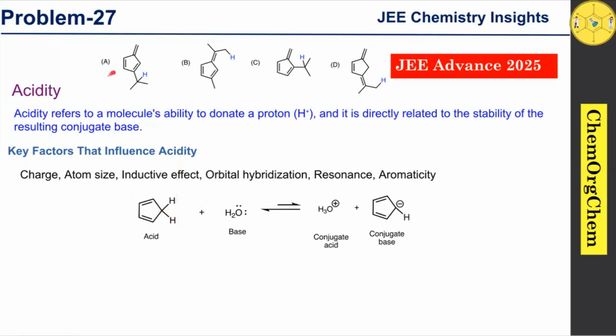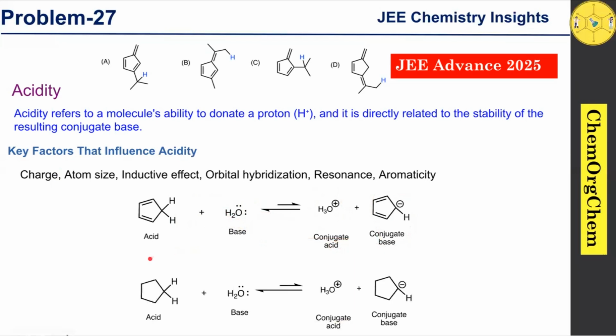Since our question is mostly related to cyclopentadiene-related hydrocarbons, let's consider this cyclopentadiene. Now this one is an acid. Imagine that one of the hydrogen atoms of this cyclopentadiene is donated to a base. Here we can consider the base to be a water molecule. So this hydrogen atom is donated to this water molecule, resulting in the generation of the corresponding conjugate acid along with the conjugate base.